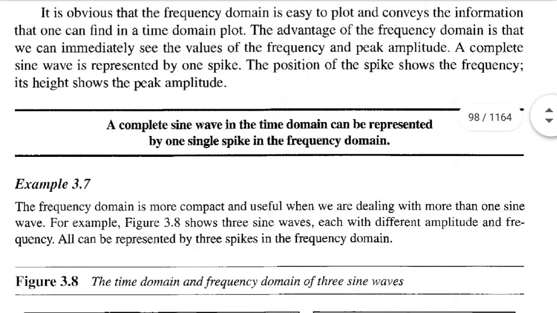It is obvious that the frequency domain is easy to plot and conveys the information that one can find in a time domain plot. The advantage of the frequency domain is that we can immediately see the values of the frequency and the peak amplitude. A complete sine wave is represented by one spike. The position of the spike shows frequency, its height shows the peak amplitude. The complete sine wave in the time domain can be represented by one single spike in the frequency domain.